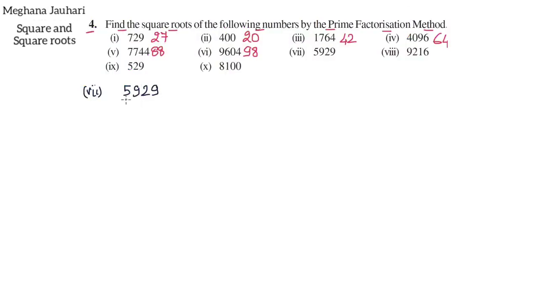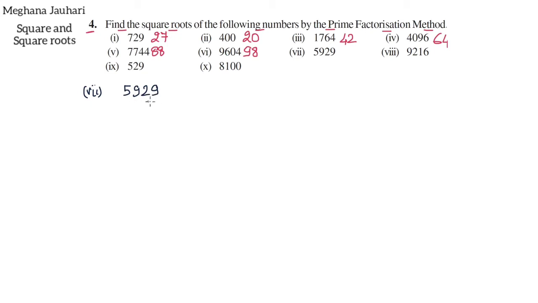Next question is to find the square root of 5929. So starting with the same step, what are we going to do? Yes, we are going to find the prime factors of 5929. So we will find the least possible number that can divide this number.